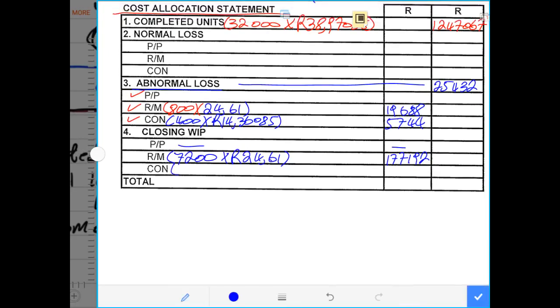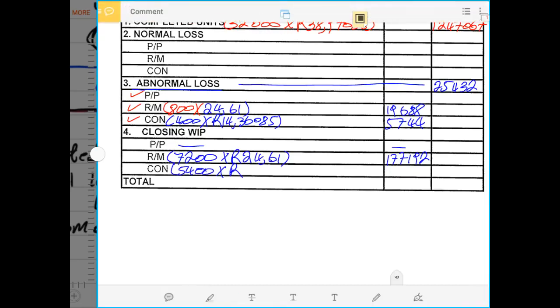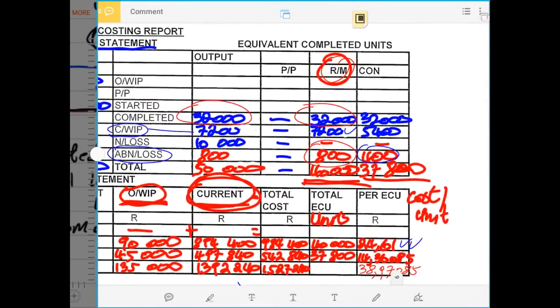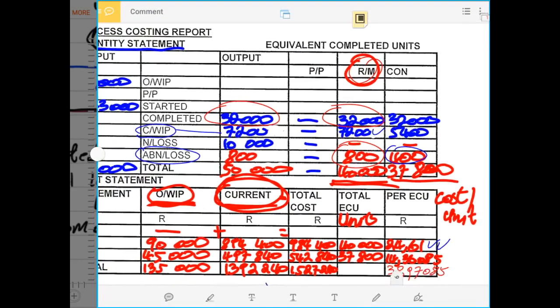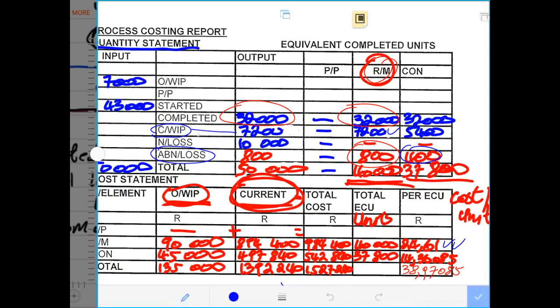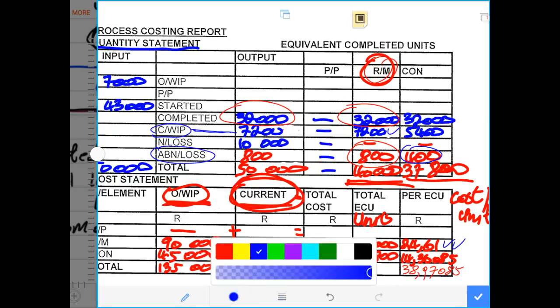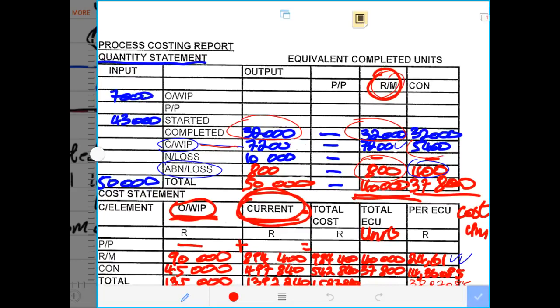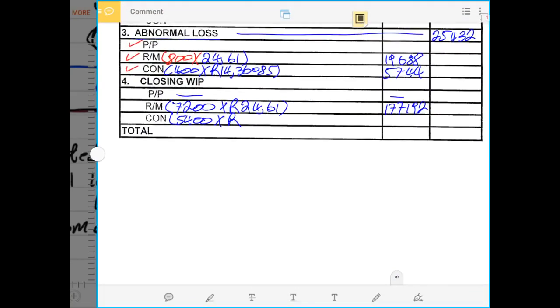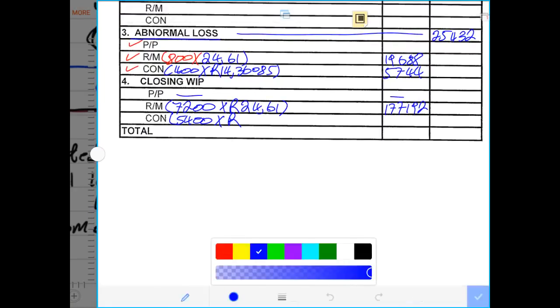Our closing inventory with regard to conversion cost, I think it was 5,400. These are the closing units with regard to the conversion cost, and we have to multiply that by the unit cost of the conversion cost. Let me show you that conversion, it was 5,400 units. So now we take that 5,400 as it is and multiply.